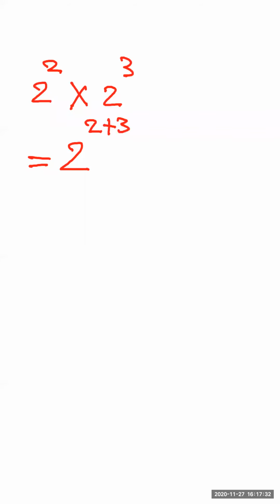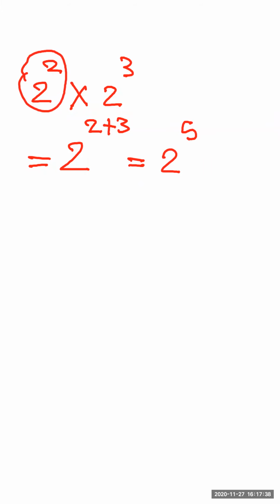How to multiply the like bases. Like bases, like 2 at the power of 2 times 2 at the power of 3. In this case, guys, it will equal the same base, which is 2, and I will just add the powers. So 2 at the power of 2 plus 3 will equal 2 at the power of 5. Let's check this one.